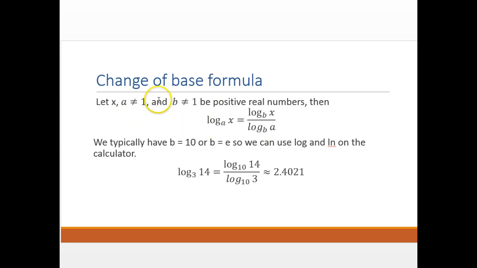We're going to assume a does not equal 1 and b does not equal 1, and x, and they're all real numbers, then log base a of x equals log base b of x over log base b of a. This works for all bases, but typically b is either going to be base 10 or base e, so you can use natural log or common log on your calculator. So let's look at an example.